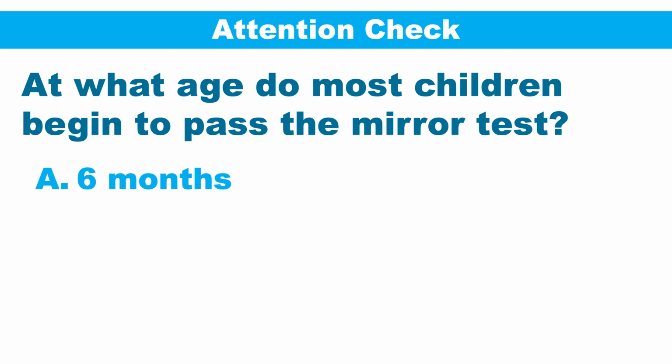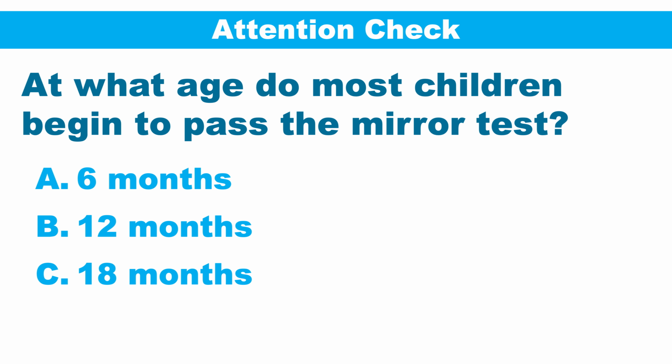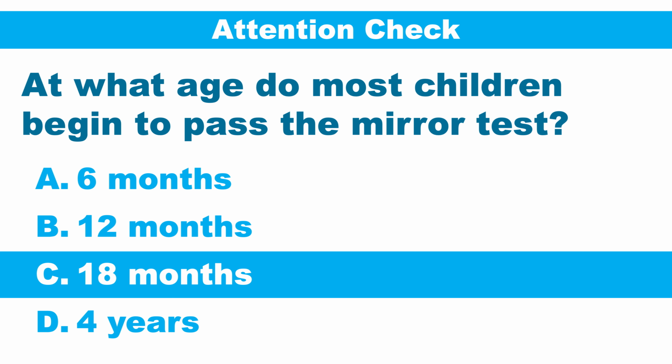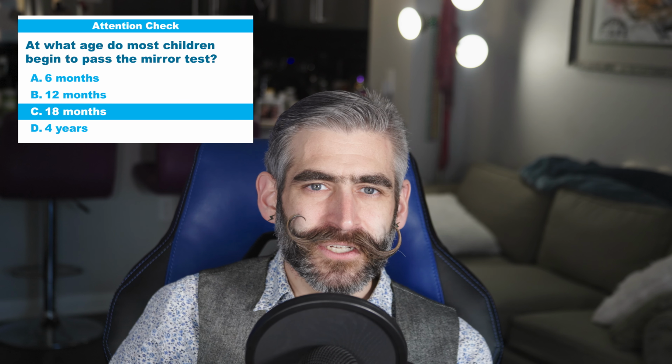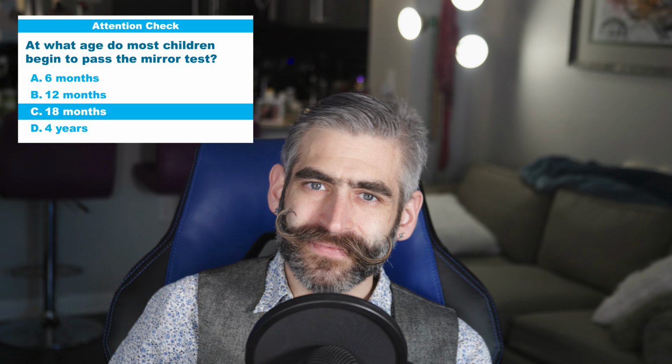Is it A, 6 months, B, 12 months, C, 18 months, or D, 4 years? If you picked C, 18 months, you've got it. That's when most children begin to recognize themselves in a mirror, showing the emergence of self-awareness. Recognizing yourself in a mirror is a big deal. It shows that you understand that you exist as a separate entity in the world.